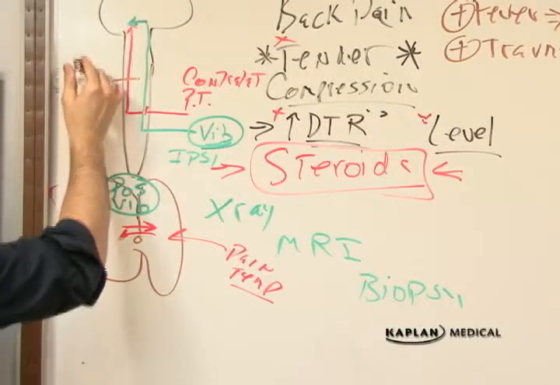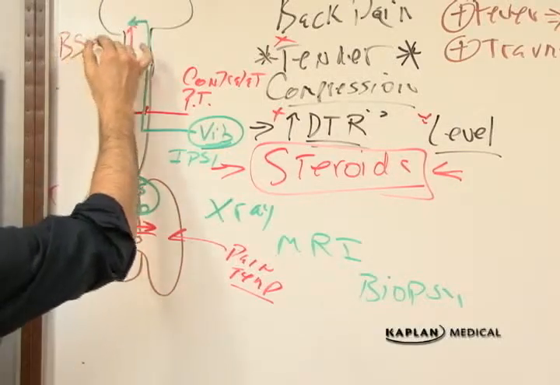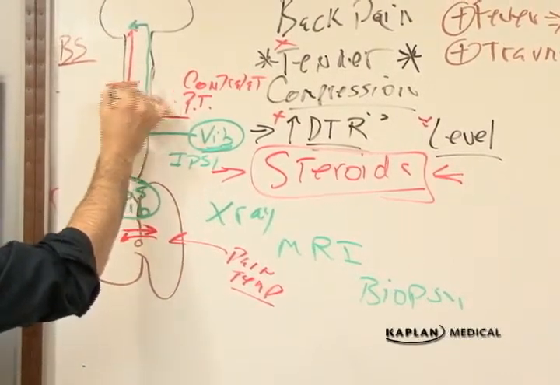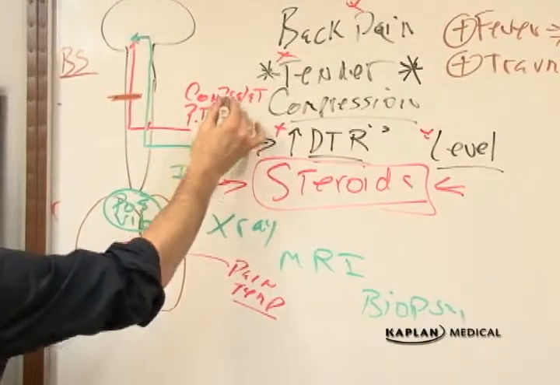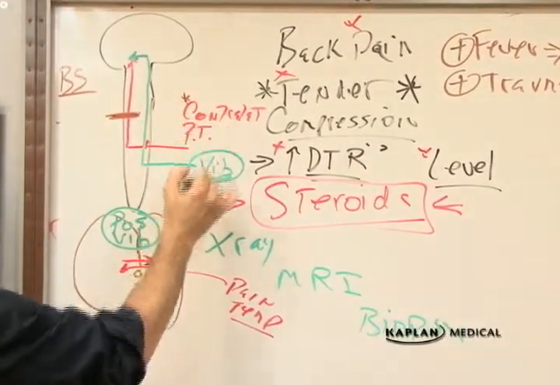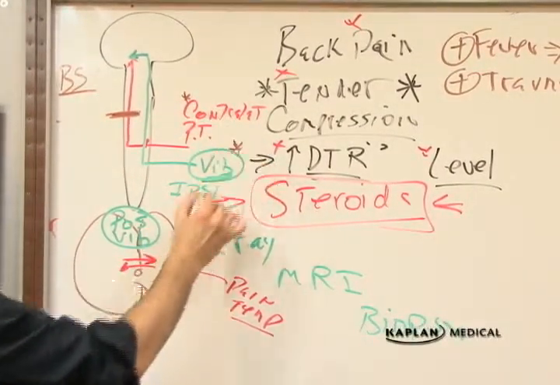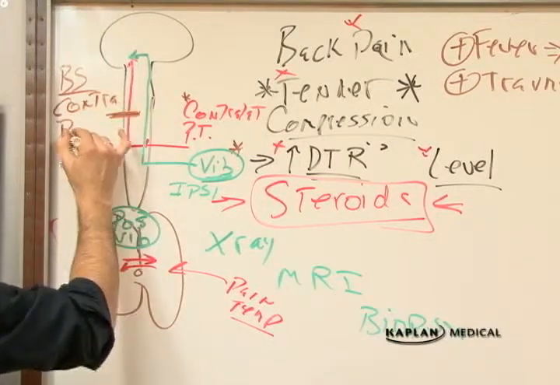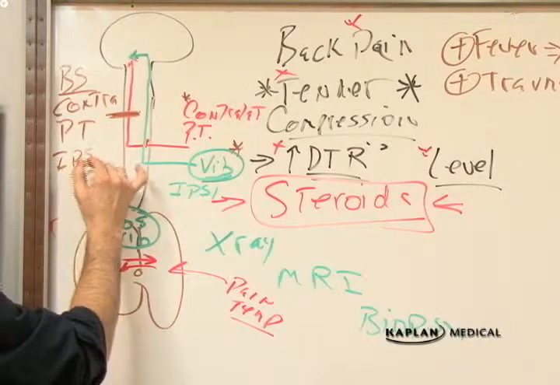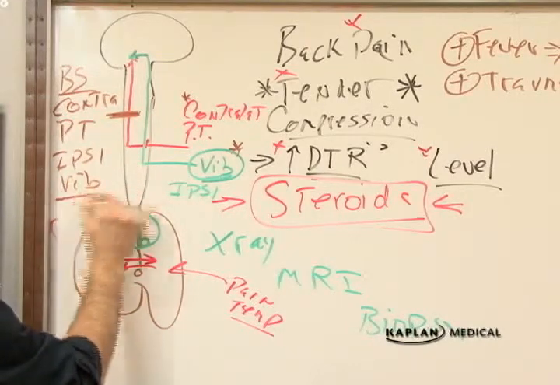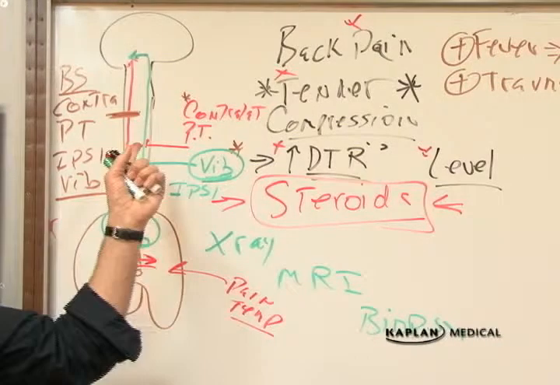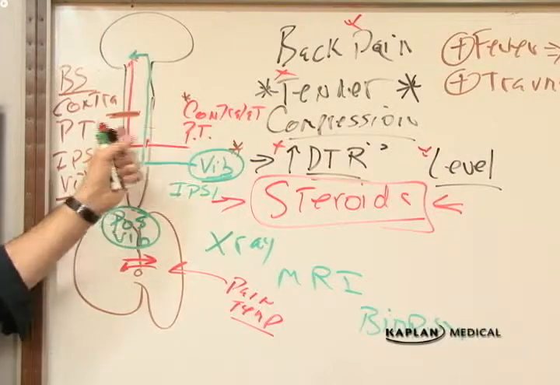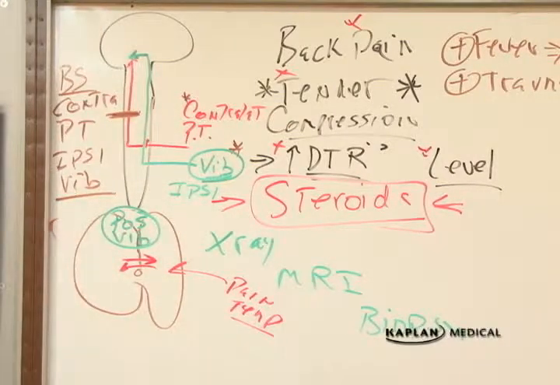That's why in Brown-Séquard syndrome, when the cord has been cut on one side, you are cutting the contralateral pain and temperature and the ipsilateral vibration and position, because the ipsilateral goes up in position and vibratory, and the contralateral in terms of pain and temperature.